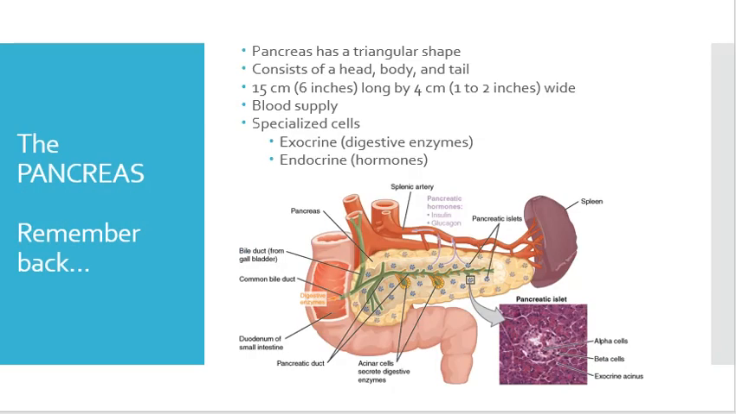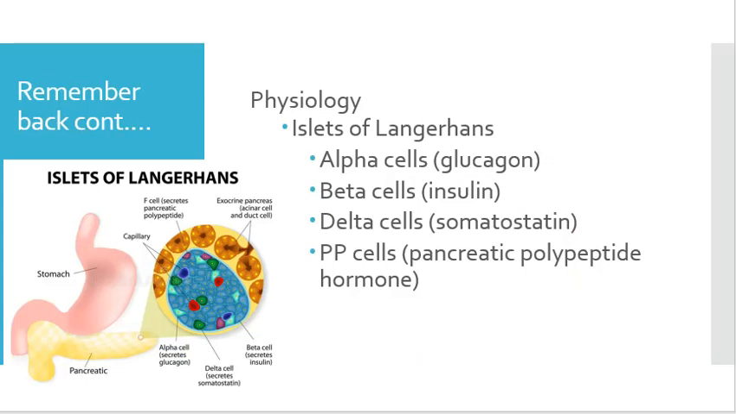So remember back to last week when we reviewed the anatomy of the pancreas. The pancreas is situated behind the stomach in the retroperitoneal space. The body of the pancreas extends horizontally across the abdominal wall, with the head of it in the curve of the duodenum and the tail touching the spleen. Exocrine and endocrine cells are found within the pancreas. We also have the islets of Langerhans. They produce alpha cells, beta cells, delta cells, and PP cells.